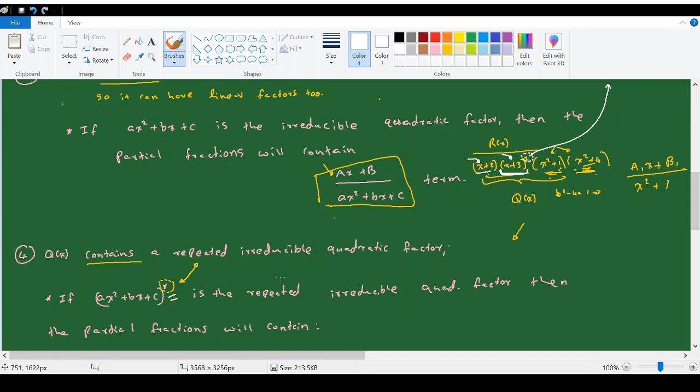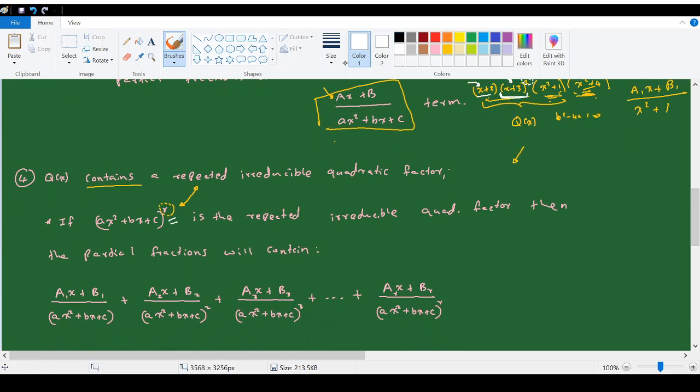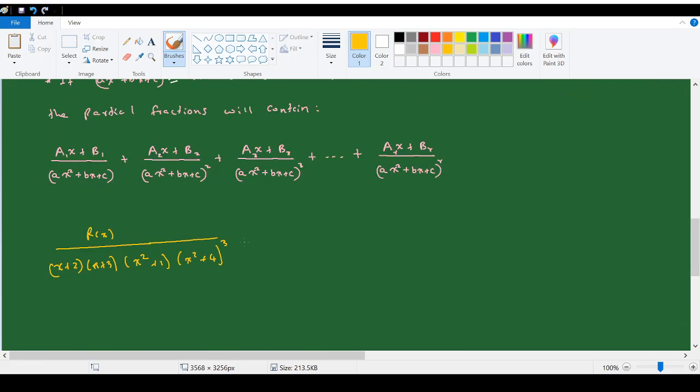Okay, and finally we go to the case where we have repeated quadratic factors. Say we take the same example as before, but with a small change. Now see, here we have two linear factors and one is repeated, and here we have two irreducible quadratic factors, but one is repeated in here, right? So what do we do for these terms?